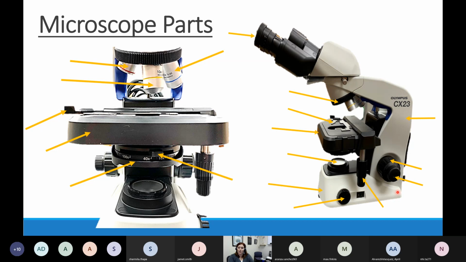The other part we'll use to transport it is this part that sticks up right here, labeled with an arrow right here. This is the arm of the microscope. So the base and the arm, you'll put one hand under the base, one hand on the arm. Those two things are where you'll be gripping to help you transport the microscope.